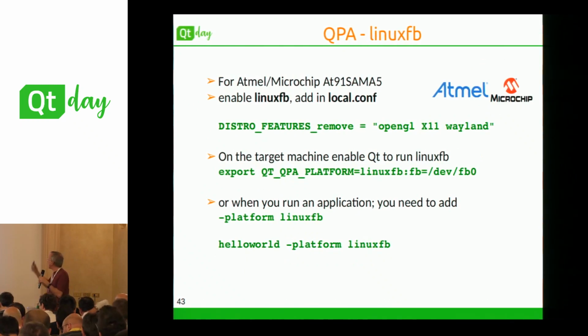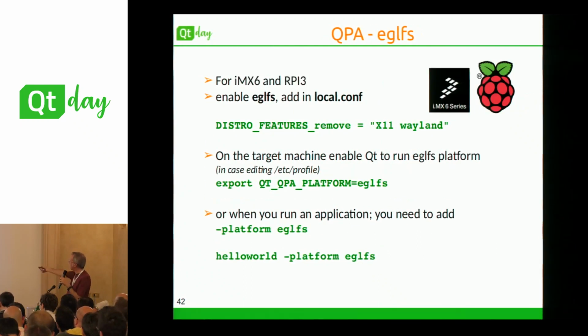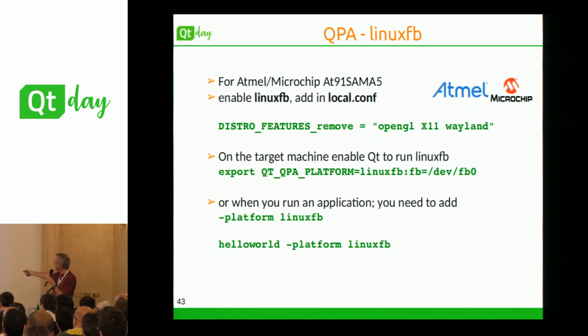If you have another board, just to have a different case, for example, Atmel microchip is not using EGLFS, but is using the Linux frame buffer directly. So you need to remove the standard components used by the windowing system, and even OpenGL. And you can start your application using platform Linux FB.